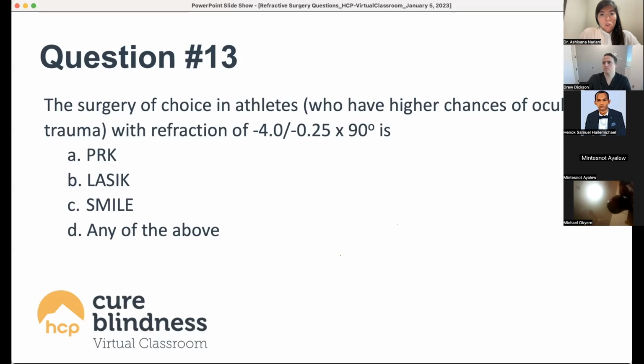Question number 13. The surgery of choice in athletes who have higher chances of ocular trauma with a refraction of -4.0 sphere, -0.25 cylinder at axis 90 degrees is A, PRK, B, LASIK, C, SMILE, or D, any of the above?